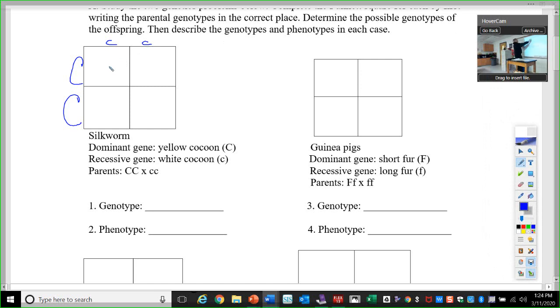All right? So we bring these together. We get a big C, little c. We bring these two together. Big C, little c. Big C, little c. Big C, little c. Okay? So, genotype and phenotype. Okay?